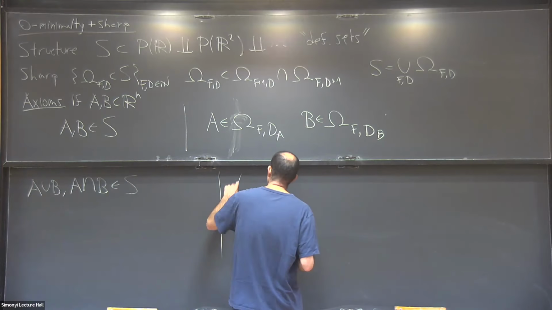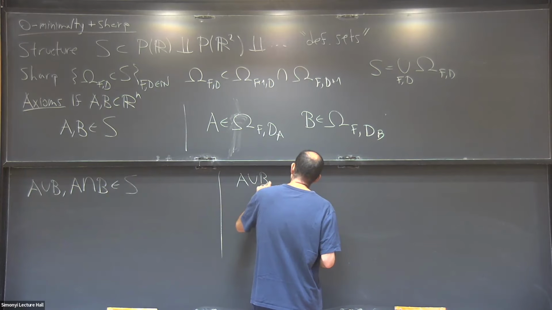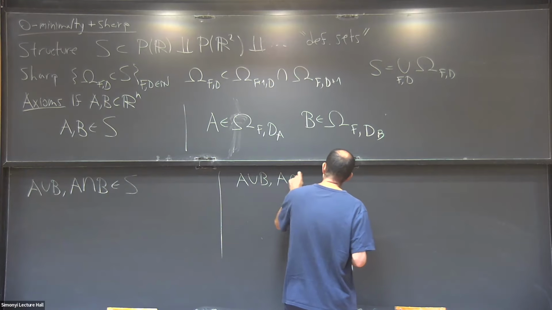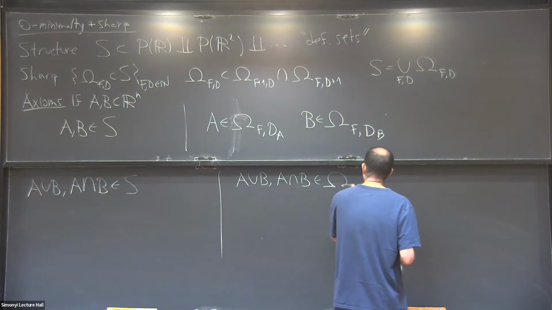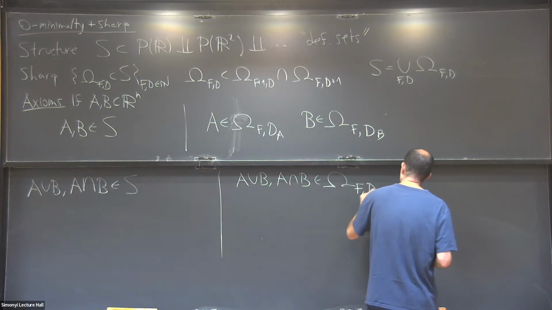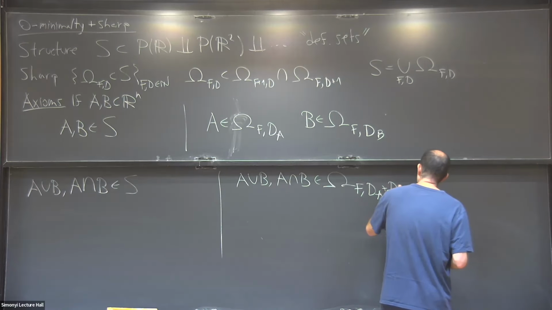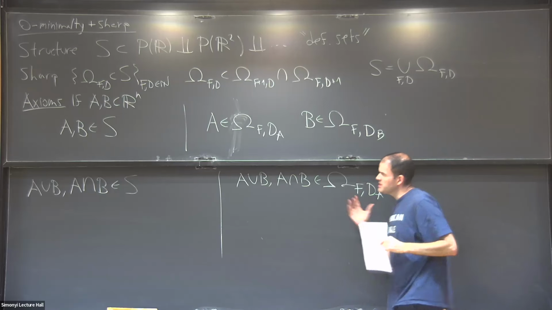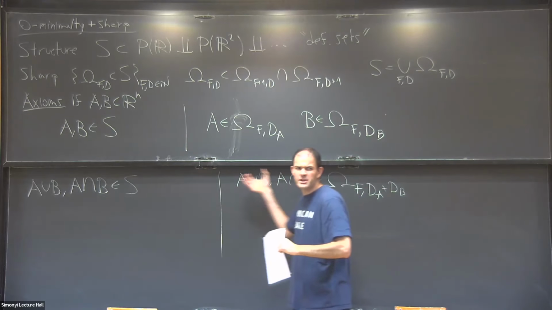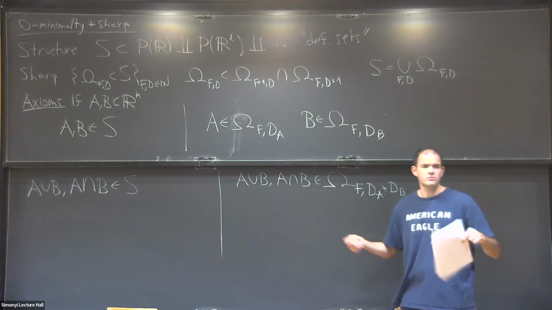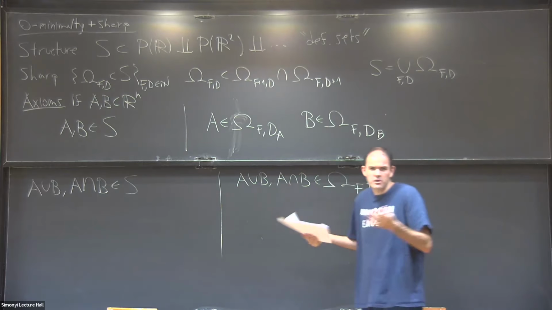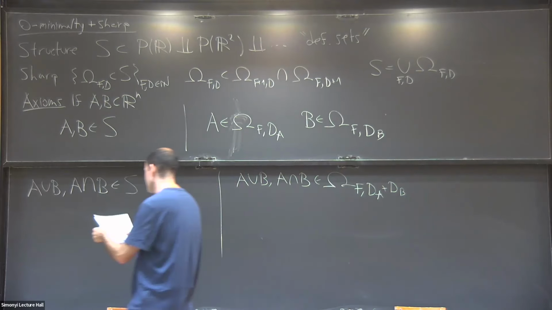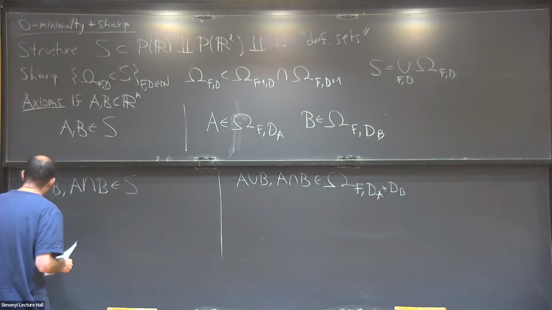So I'm going to say that the union and the intersection belong to Omega F and then dA plus dB. So here we're just saying it's closed, and here we're keeping track of how the complexity grows when we take union or intersection. Now I'm going to do that for all the axioms of a structure.